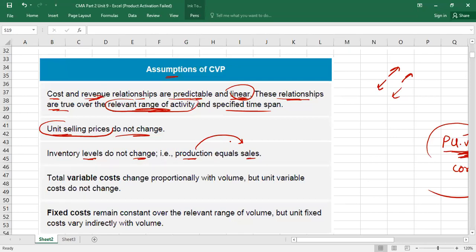Understood? So your production will be equal to sale here. It means we do not have closing inventories here. So the inventory level is not going to change.